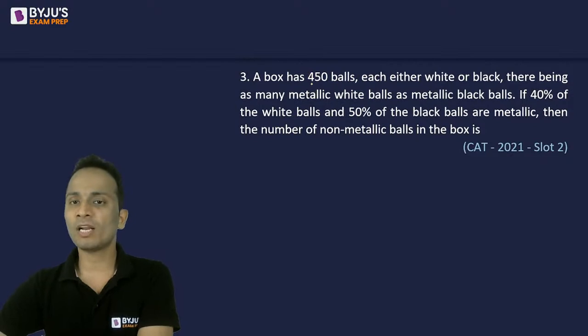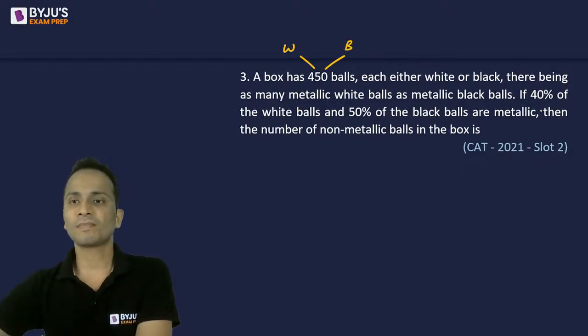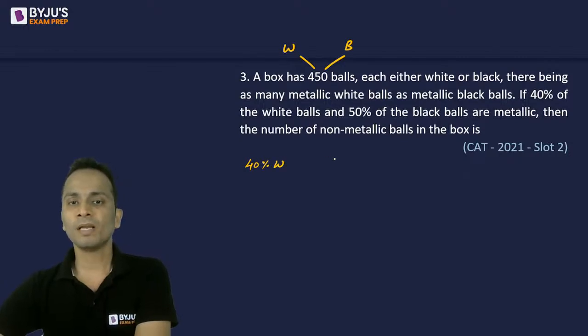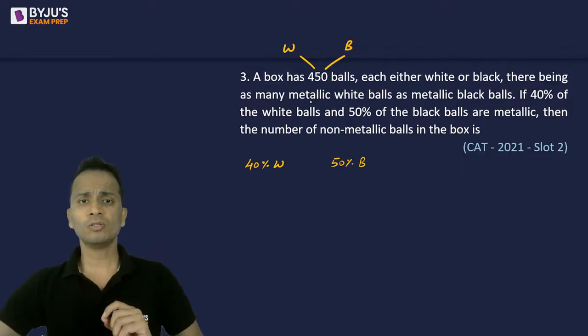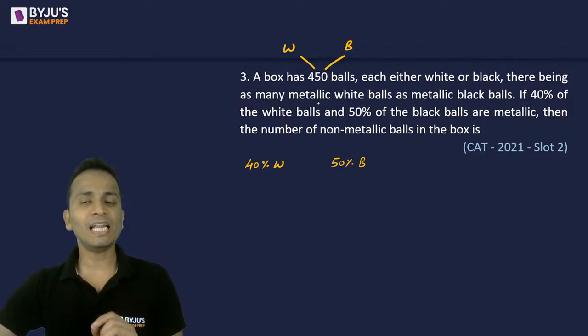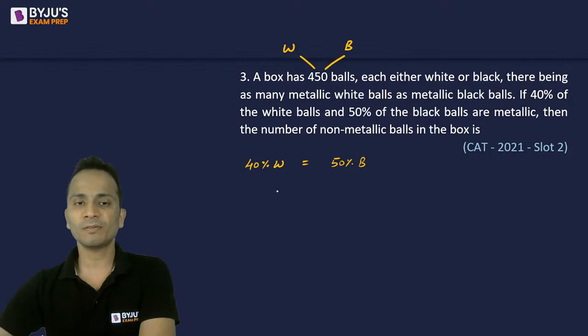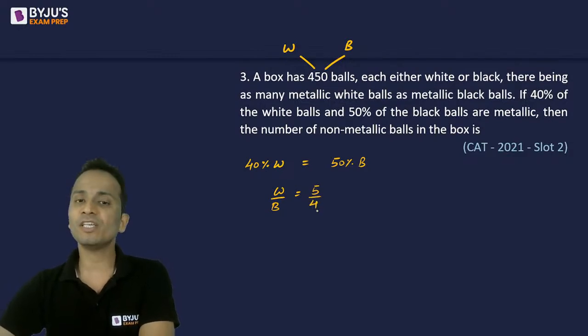Now, total 450 balls. Some of the balls are white and some of the balls are black, such that 40% of white balls are metallic. So, I'm writing metallic balls, 40% of white balls, and 50% of black balls are metallic. Also, the number of metallic white balls is equal to the number of metallic black balls. So I can equate it and find out the ratio of white balls and black balls. The ratio of white balls and black balls will be 5 is to 4.